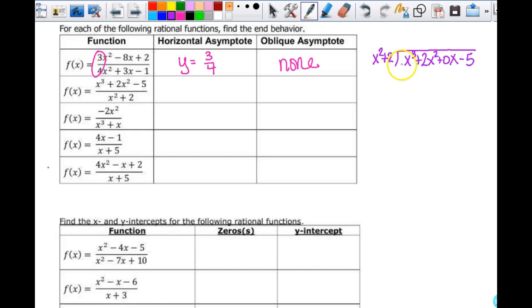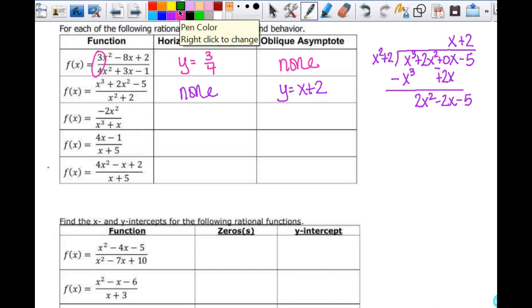So x goes into x cubed, x times, so this is x cubed plus 2x, and then change my signs, so this is going to give me 2x squared minus 2x minus 5. So x squared goes into 2x squared, positive 2 times, and then I'm really done because the rest just gives me a remainder that I don't care about. So this is y equals x plus 2, which means this is none.